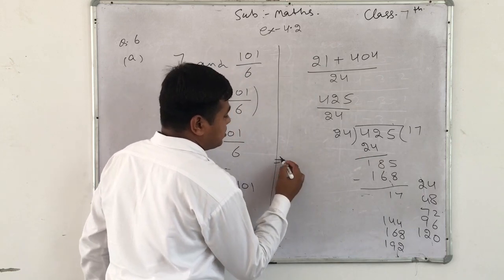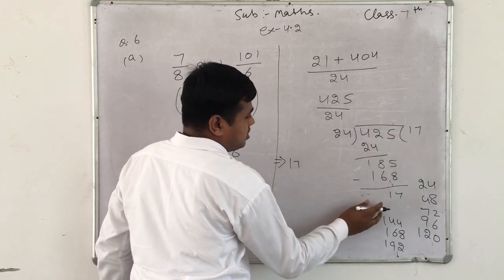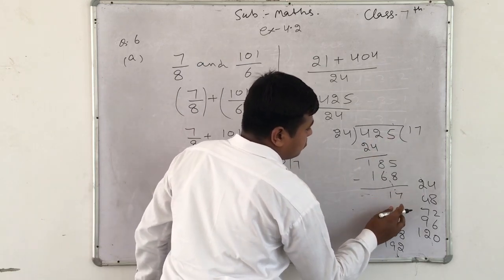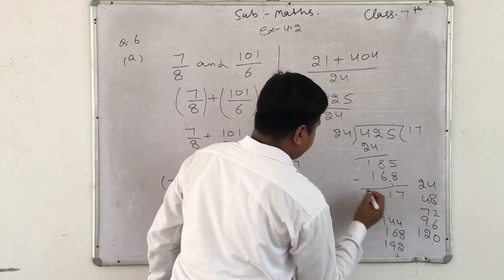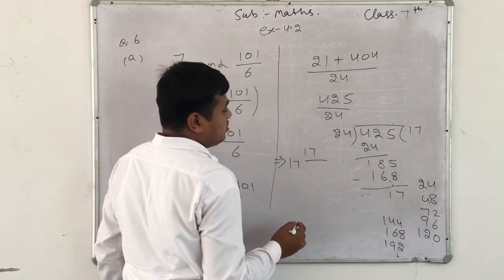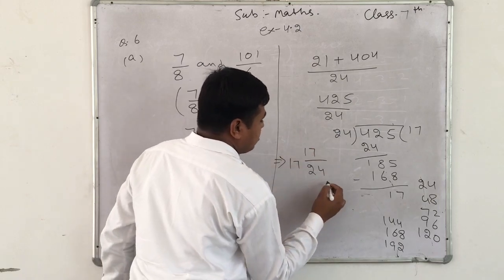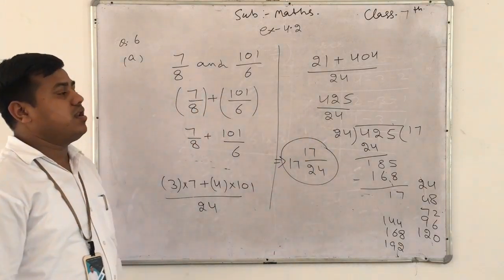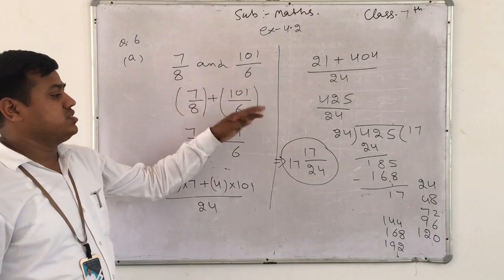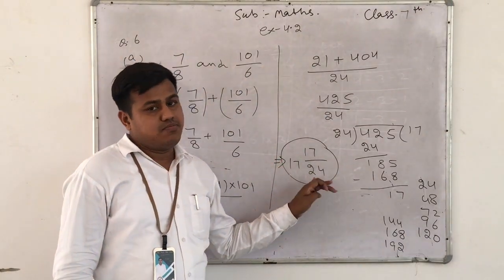So in the mixed fraction write the quotient firstly, then 14. Sorry, this is the 17. 17 in the numerator part and 24 as the denominator. So this is your final answer, the sum of two fractions as a mixed fraction.